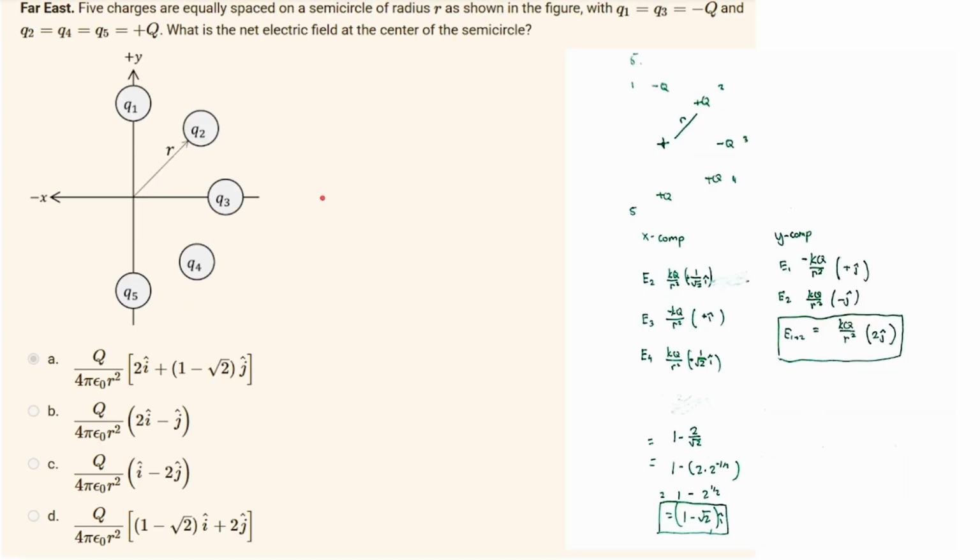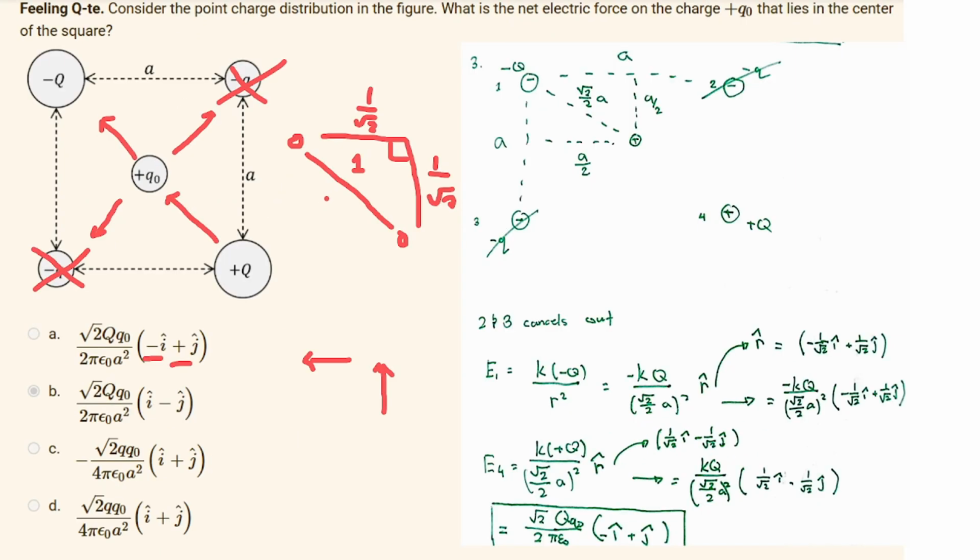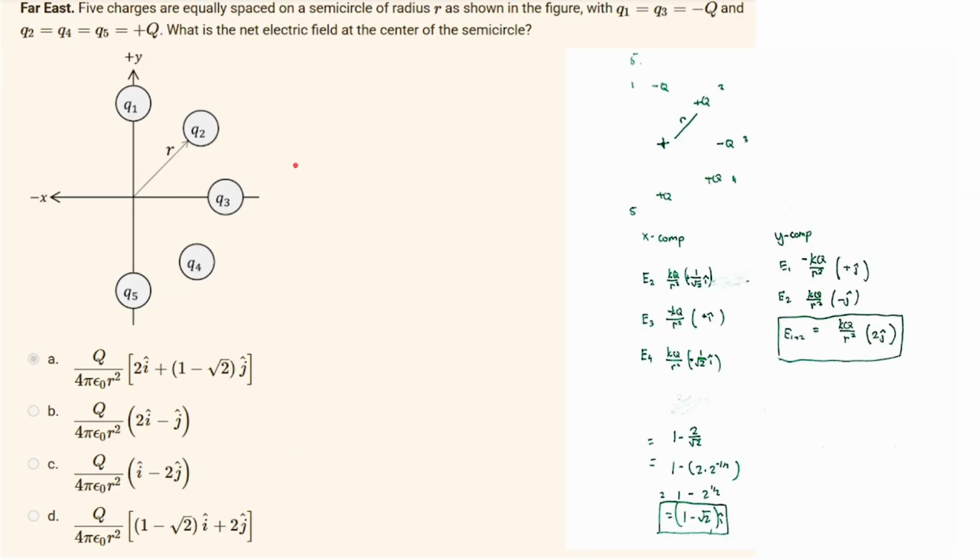This question is similar to the one over here, but it's just a different shape. Something you should always do is draw it out so that you can visualize it better. Here we have negative Q, positive Q, positive Q, positive Q, negative Q. So we can draw the directions: this one pulls in, this one pushes away, this one pushes away, this one pulls in, this one pushes away. A thing you can do is separate it by the x component and y component, or i hat, j hat.